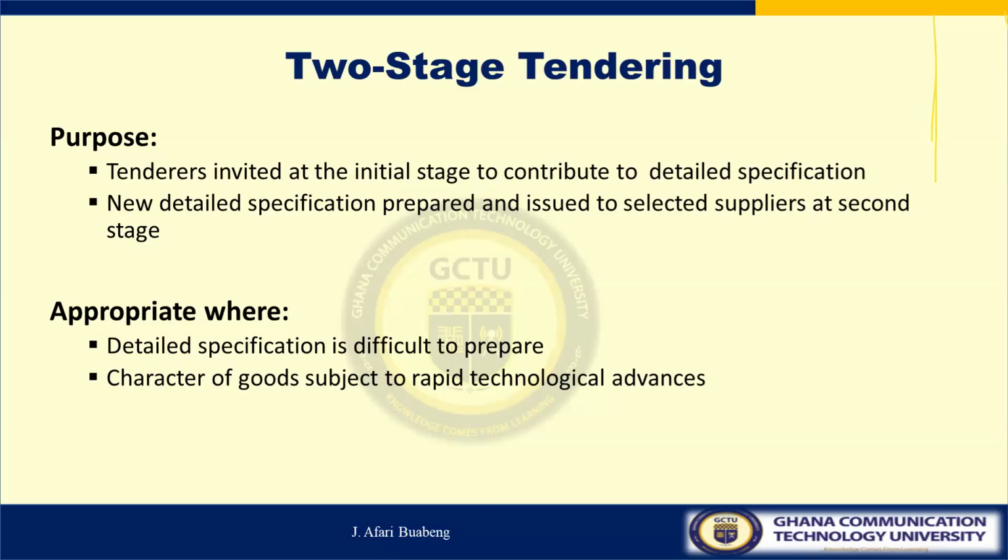So once you are finding it difficult to come out with a detailed specification, the law allows the use of what? A 2-stage tendering method. And then 2, the character of the goods is subject to rapid technological advances. It is changing rapidly. So you may think that, oh, we are procuring the most current or innovative product on the market. Before you realize, you are dealing with a 10-year-old item, because the item, especially IT or technological advances, they keep changing.